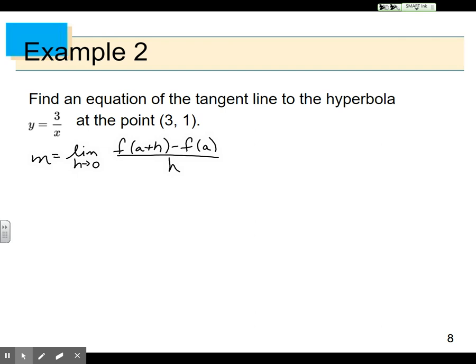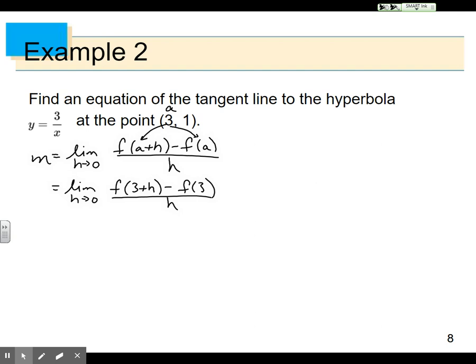So we do have this point right here. There's a couple ways to work this. I might work it different in class than what I'm doing in this video, but I'm going to go ahead and just plug in 3 in for these a's. And so I have f of 3 plus h minus f of 3 all over h.